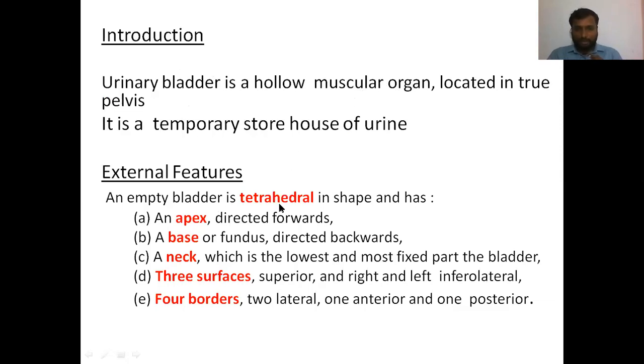See, it is tetrahedral in shape. So, having an apex, base, the neck, three surfaces and four borders. What are the three surfaces? Superior surface, and right and left infralateral surfaces. Then four borders: two lateral borders, one anterior border, one posterior border. We'll see the details.